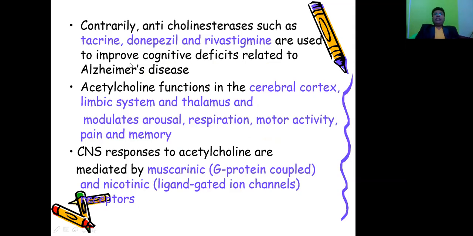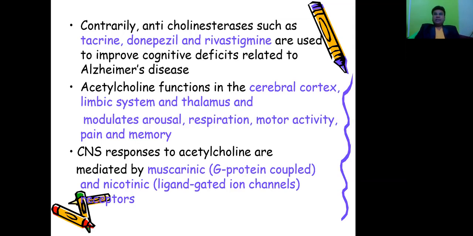Anticholinesterases such as tacrine, donepezil, and rivastigmine are used to improve the cognitive deficits related to Alzheimer's disease. Acetylcholine functions in the cerebral cortex, limbic system, and thalamus, and modulates arousal, respiration, motor activity, pain, and memory. The CNS responses to acetylcholine are mediated by muscarinic G protein coupled receptors and nicotinic ligand gated ionic channel receptors.